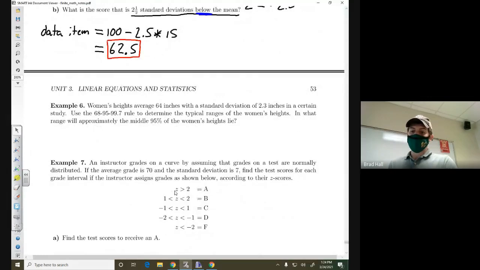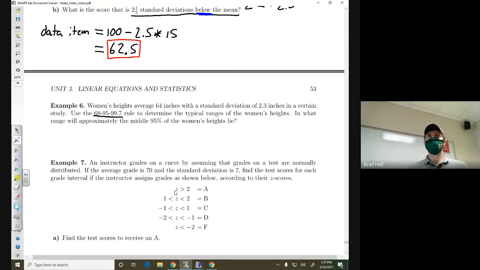Women's heights average about 64 inches, standard deviation of 2.3 inches. And we're going to use the 68, 95, 99.7 rule, so that graph that we introduced in the very beginning, to determine the typical ranges of women's heights. In what range will approximately the middle 95% of women's heights lie? So normally they call a typical range 2 standard deviations from the mean.